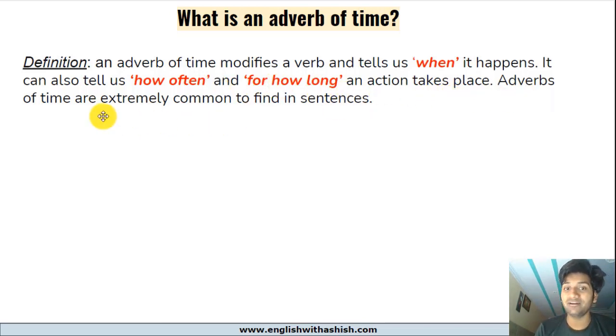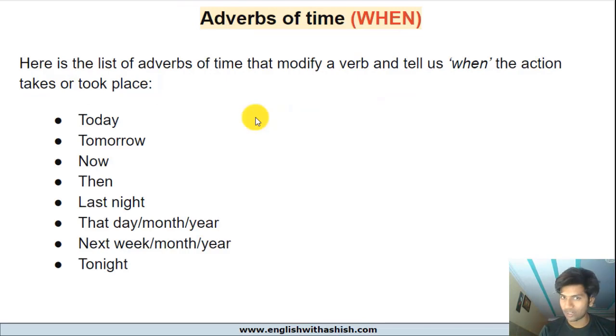Adverbs of time are extremely common to find in sentences, right? Okay, now let's look at all these different types of adverbs of time and master them. Number one, adverbs of time. They talk about a specific, particular time when an action takes place, took place in the past, or will take place in the future. And here are the common adverbs of time that point out a particular time when an action takes place, took place, or will take place in the future.